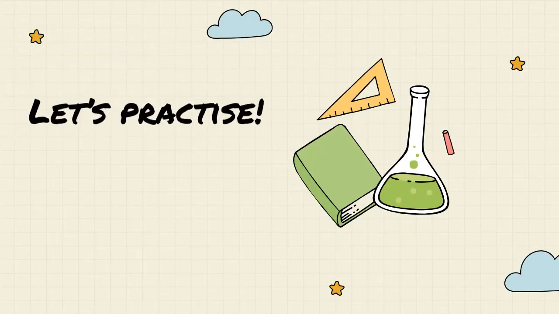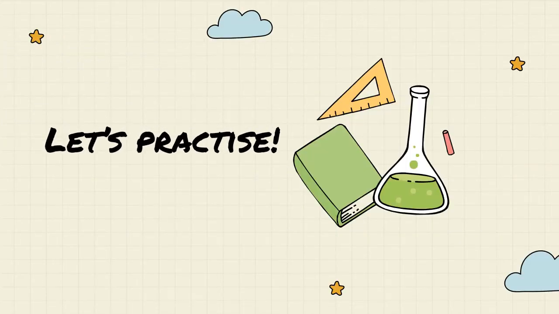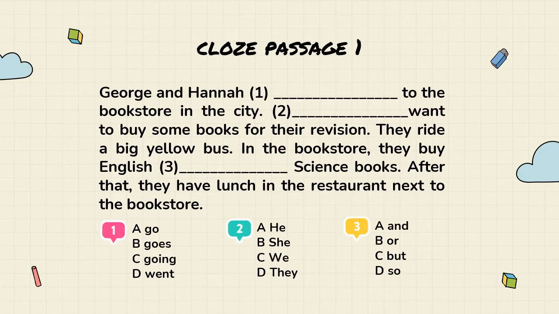Are you ready? Let us do some practice. Let us read the passage together. George and Hannah blank to the bookstore in the city. Blank want to buy some books for their revision. They ride a big yellow bus. In the bookstore, they buy English, blank science books. After that, they have lunch in the restaurant next to the bookstore.